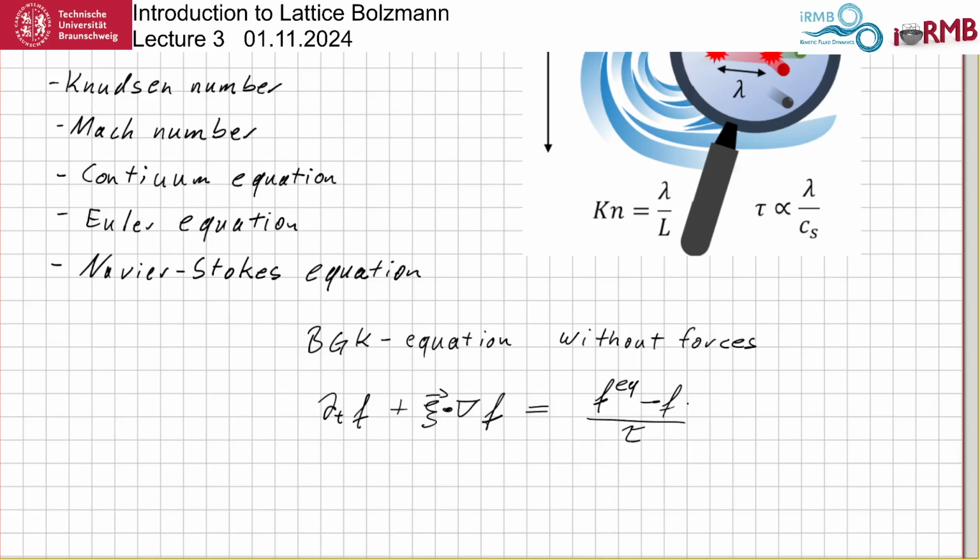And in this, an important question is, of course, what is this tau? And tau is the time that we need to go back to equilibrium. So we could say this is a time scale for return to equilibrium.